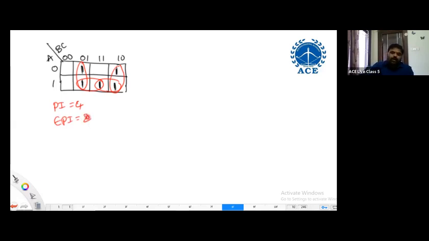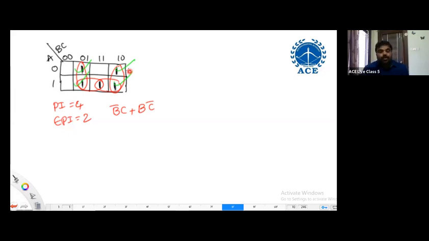No doubt in that. Now let me write the minimal expression. First, let me write the essentials. This is essential. What is the term we are getting? B bar C. Plus what is this grouping? B C bar. Now before that, I need to do the coverage of minterms by essentials.